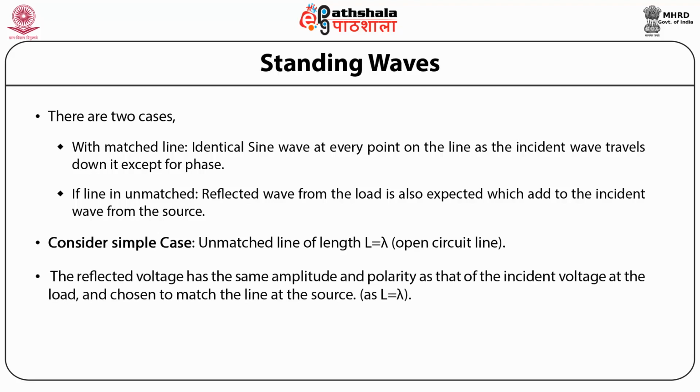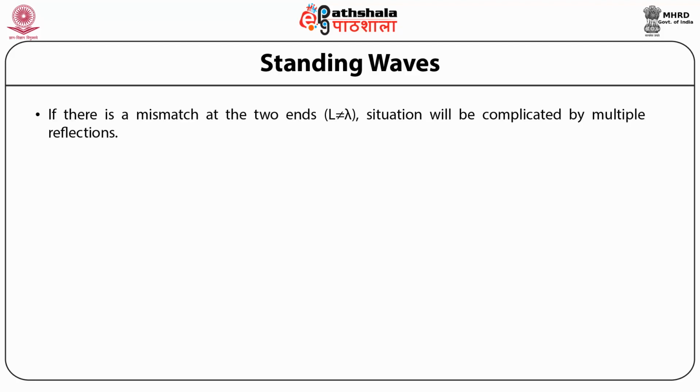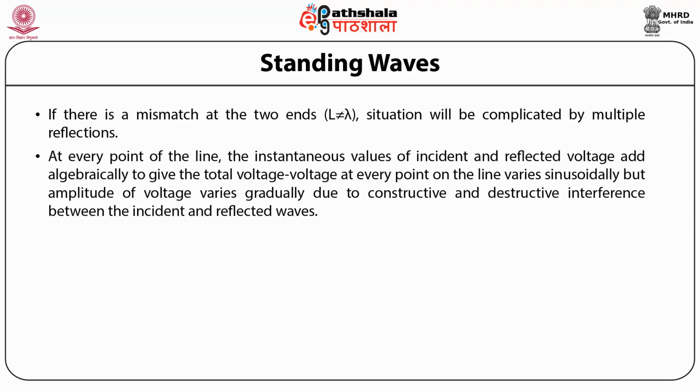The reflected voltage has the same amplitude and polarity as that of the incident voltage at the load, and is chosen to match the line at the source. So if there is a mismatch at the two ends, L not equal to lambda, the situation will be complicated by multiple reflections. At every point of the line, the instantaneous values of incident and reflected voltage add algebraically to give the total voltage.